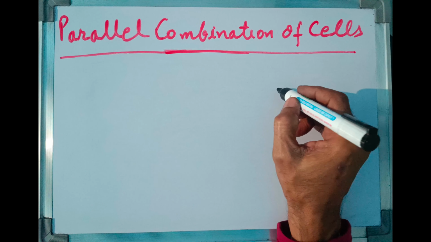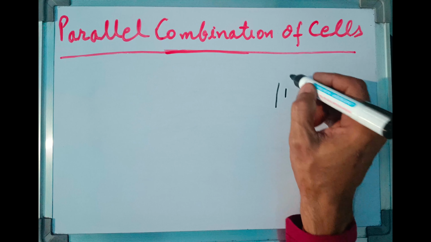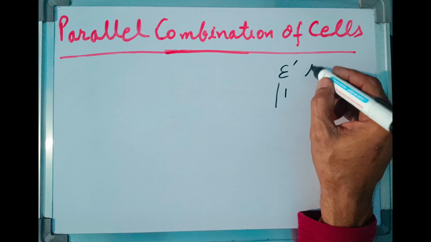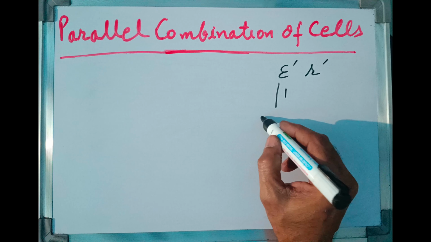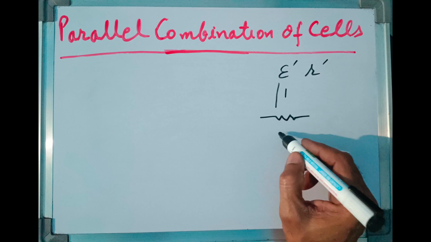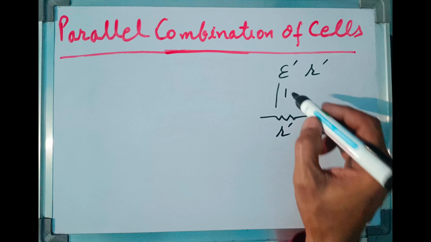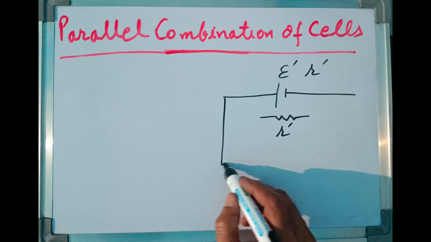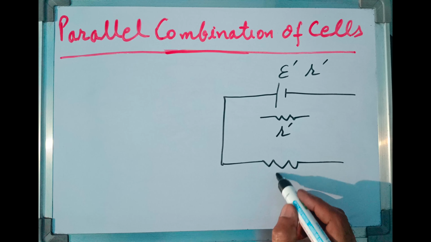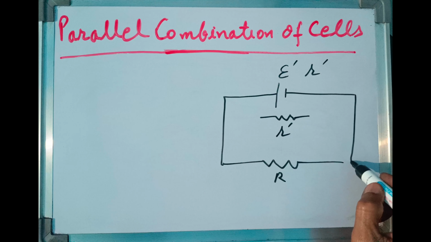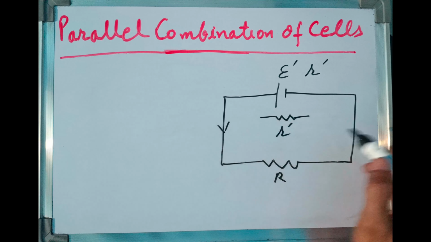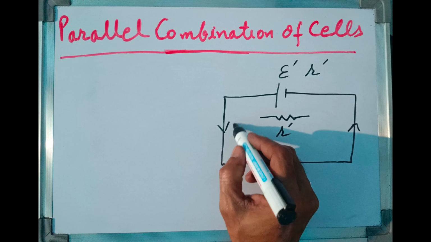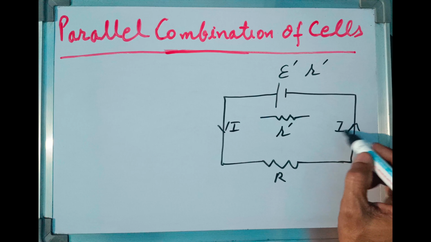Now let me consider a single cell whose E.M.F is E dash and internal resistance is R dash. Let me represent this internal resistance by this R dash. If I connect this equivalent cell to the same external resistance capital R, then same current will be drawn as in previous case when n cells are connected in parallel. That is, current again will be I.